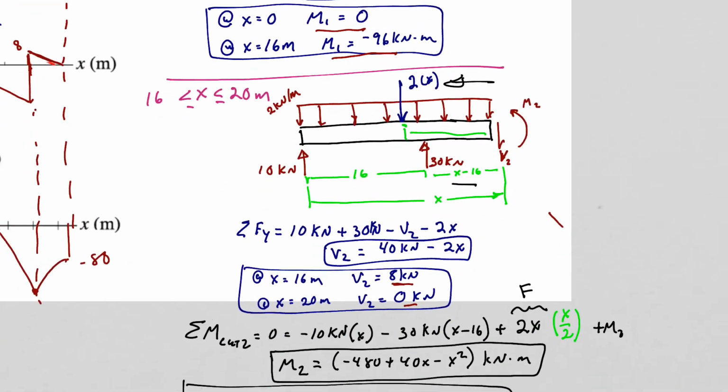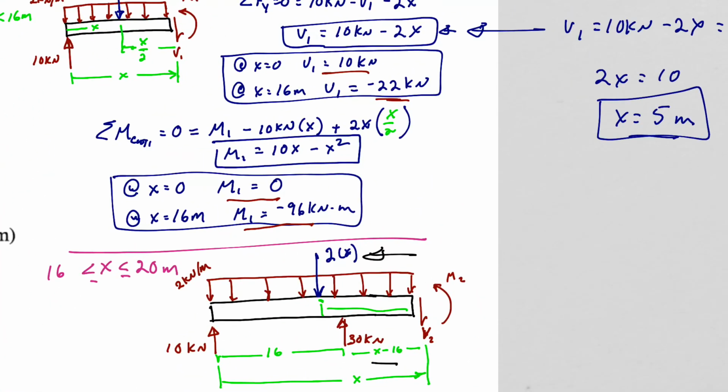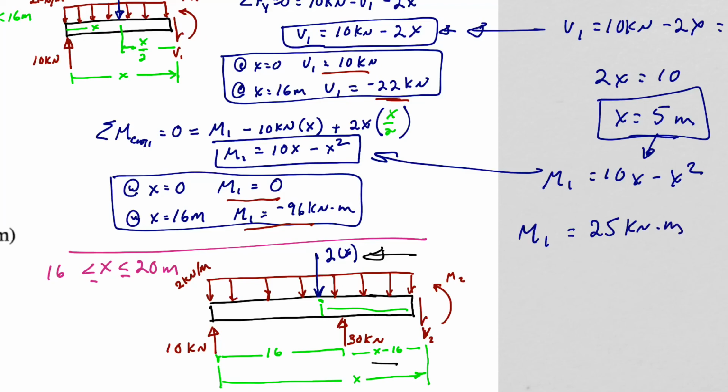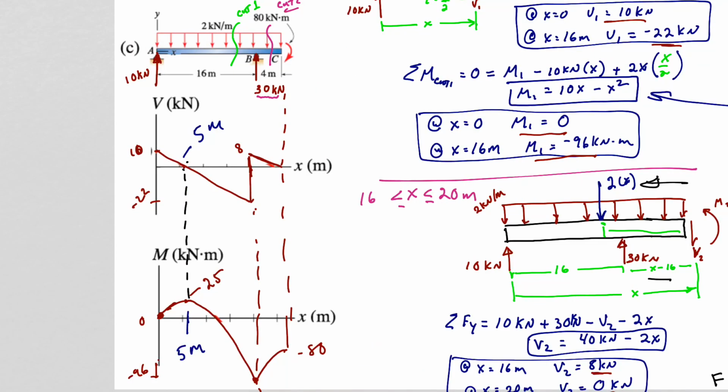If we put this back into the equation for the first cut, M1 equals 10x minus x squared. If we put in 5 into there, we can find M1. And if we do that, M1 will equal 25 kilonewton meters. So the other point that we want to put on here is this value here of 25. So that gives us the full diagram for this beam.